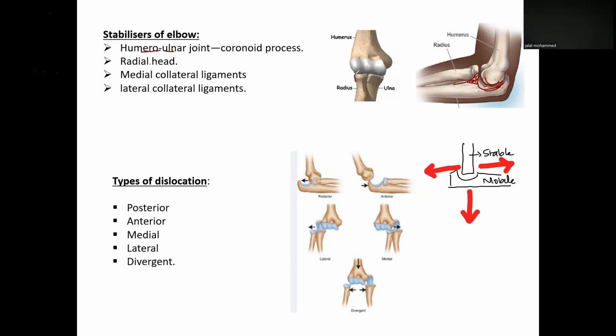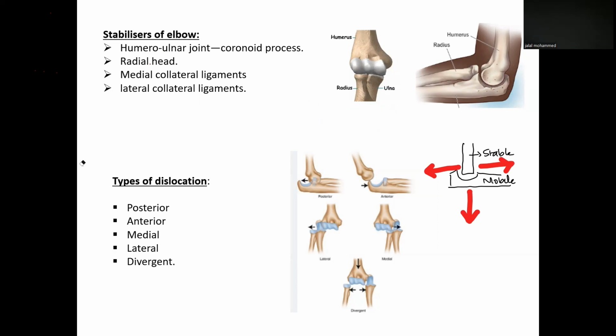Then the radial head also gives stability. It won't allow the collapse or lateral deviation of the elbow. Third, on the medial side we have the medial collateral ligament that prevents the elbow deviating laterally. On the lateral side, we have the lateral collateral ligament which prevents the elbow going medially. So we have the inbuilt structure of the humero-ulnar joint in which the coronoid plays an important role in giving stability to the elbow joint. This point is very important because sometimes in complex elbow dislocations, we have injury to any of these stabilizing structures.